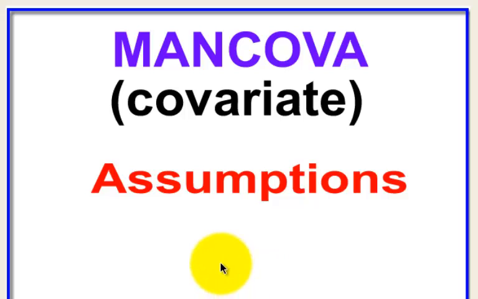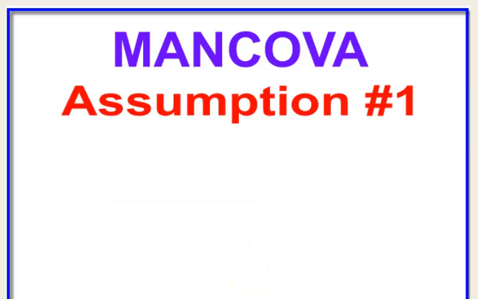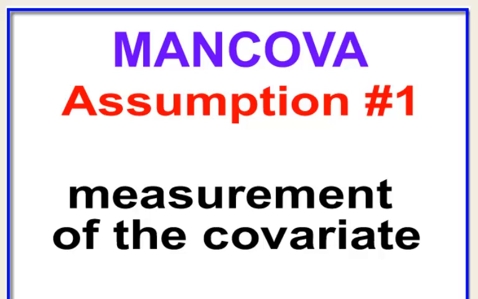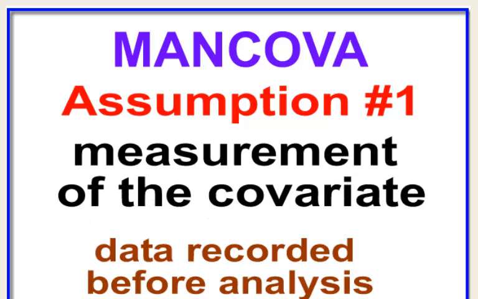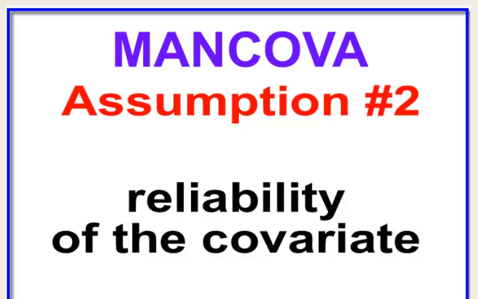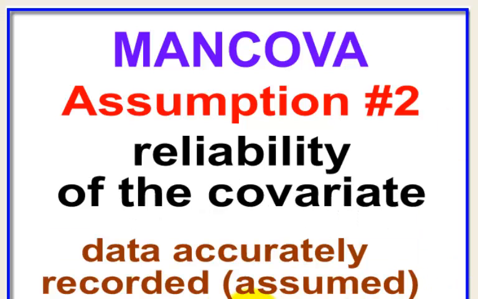So now we're going to address the covariate assumptions. First of all is assumption number 1, measurement of the covariate. Right, we're going to check for age and the anger score. We already collected the data. It wasn't in the original analysis, so that part's okay. Right, it was recorded beforehand. Assumption number 2 for covariates, reliability of the covariate. We're assuming, of course, that they did measure this right. So there's not a lot we can do about that. We just assume it, okay?